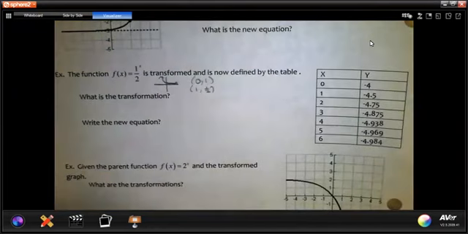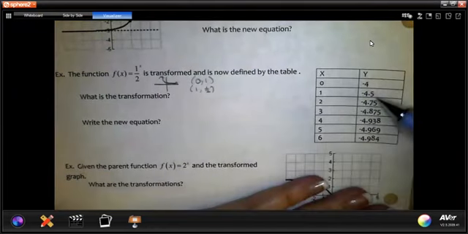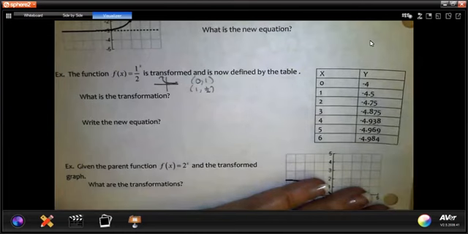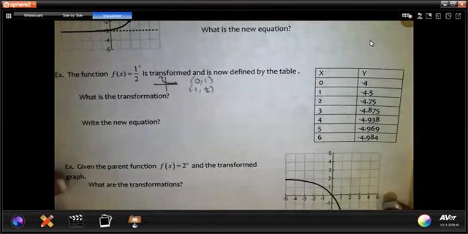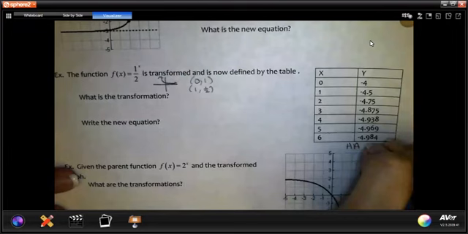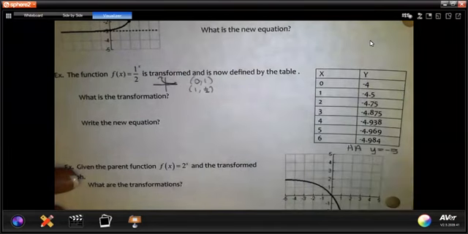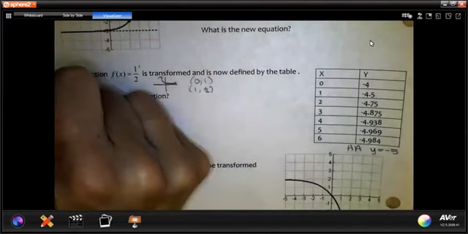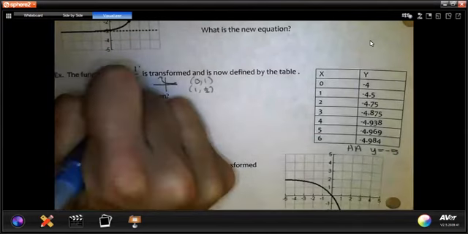Now, as we're looking at this table here, we see that it is getting closer and closer to -5. It goes -4, -4.5, -4.75. Notice these increments are getting closer and closer together, and they all are headed towards -5. So we know that our horizontal asymptote has to be at y equals -5. That's what our graph is getting closer to. In order for our horizontal asymptote to be at -5, it had to have gone down 5 units.